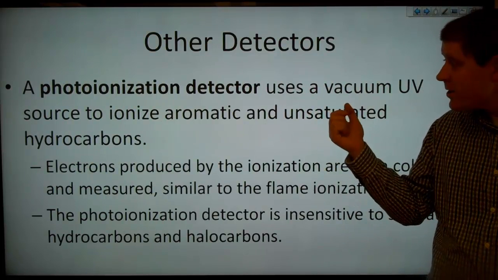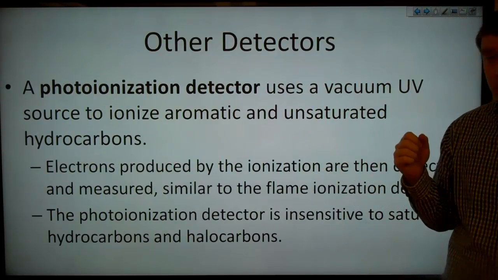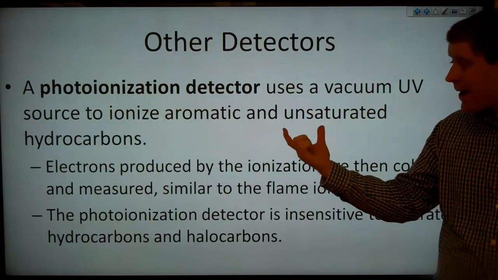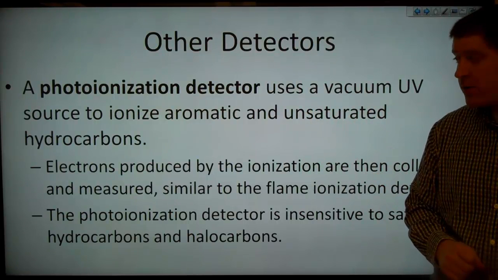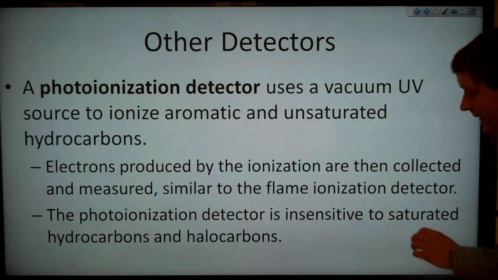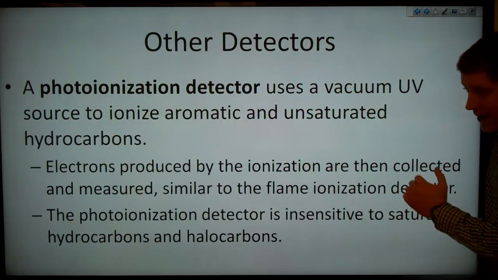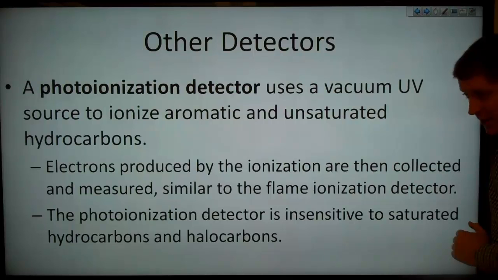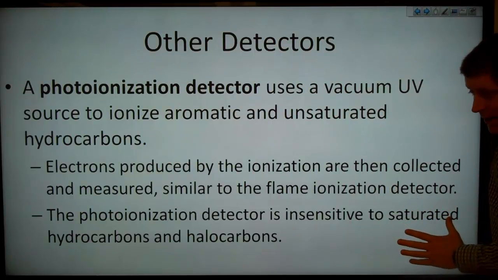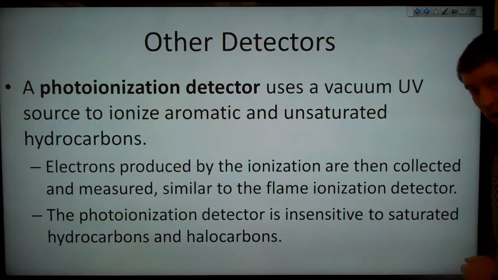A photoionization detector uses a vacuum ultraviolet source to ionize aromatic and unsaturated hydrocarbons. Electrons produced by the ionization are then collected and measured, similar to the flame ionization detector. The photoionization detector is insensitive to saturated hydrocarbons and halocarbons.